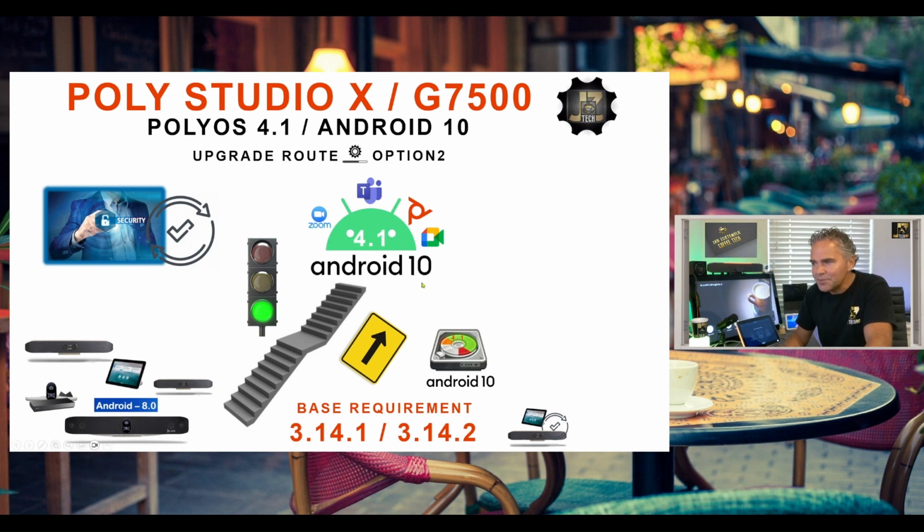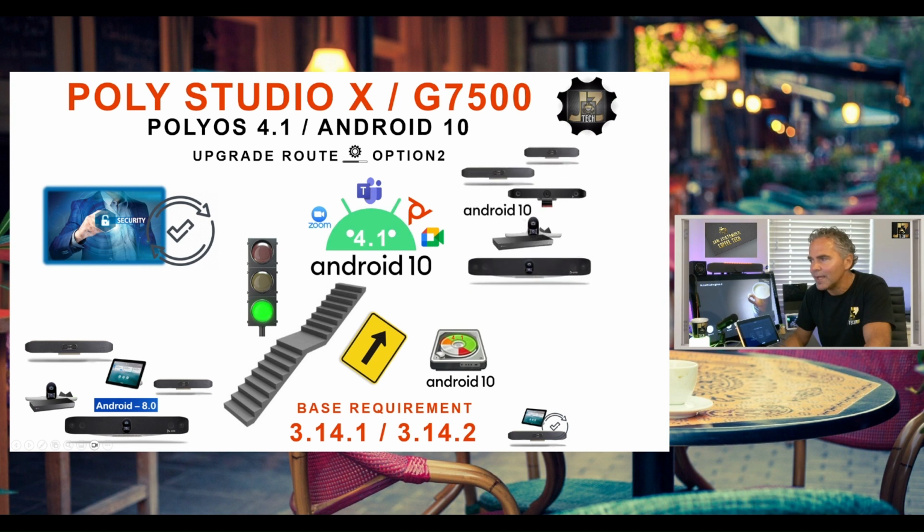So you need to stay at Android 10. There's no way back. So you're getting to 4.1, one-way route. As I said, there's no way you can go back. Then your StudioX will upgrade to Android 10. And the other thing is, if you go to 4.1, one of those things that are happening is your touch panels, TC8 and TC10, will go to Android 11. So be aware of that.